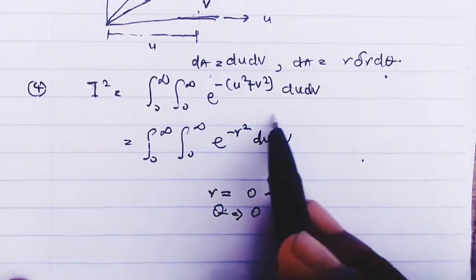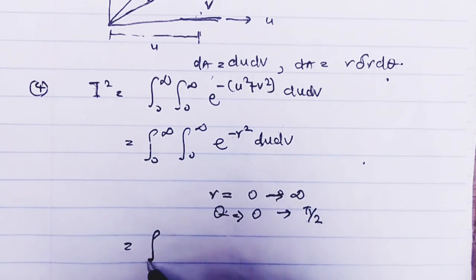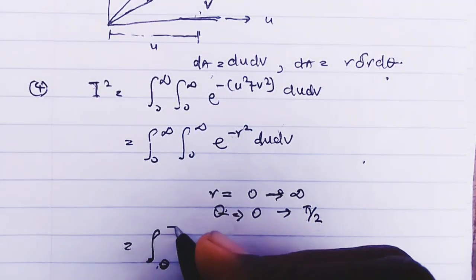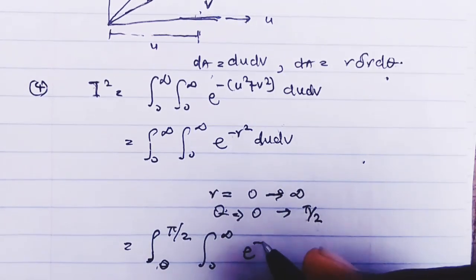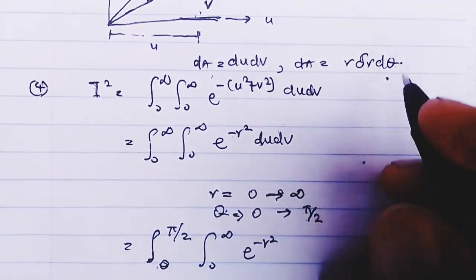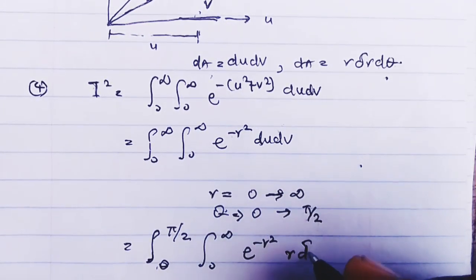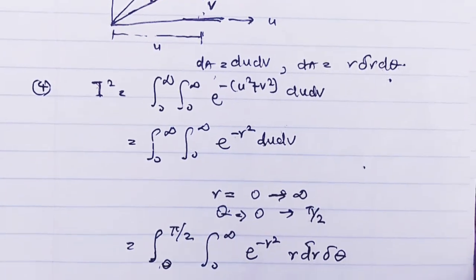So now let's substitute this area we have here with this. We'll be having the integral, and since theta is going to be my last variable, let's call it from 0 to pi over 2, then the integral for r from 0 to infinity of exponential minus r square, times r dr d theta.